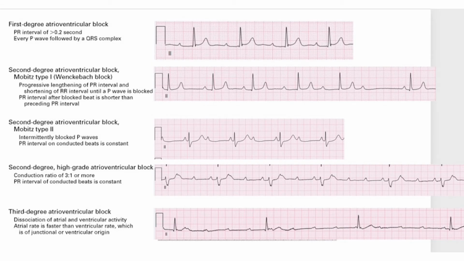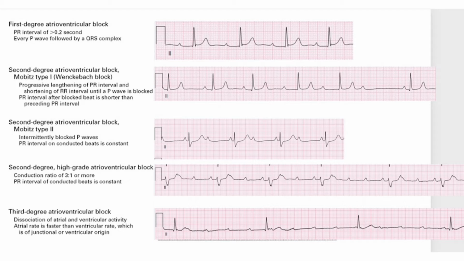These are examples. The top EKG strip is a first degree AV block where the PR interval is greater than 0.2 seconds. Every P wave is followed by a QRS complex. The second strip is second degree AV block, Mobitz type 1 or Wenckebach. There's progressive lengthening of the PR interval and shortening of the RR interval until a P wave is blocked. The PR interval after the blocked beat is shorter than the preceding PR interval.